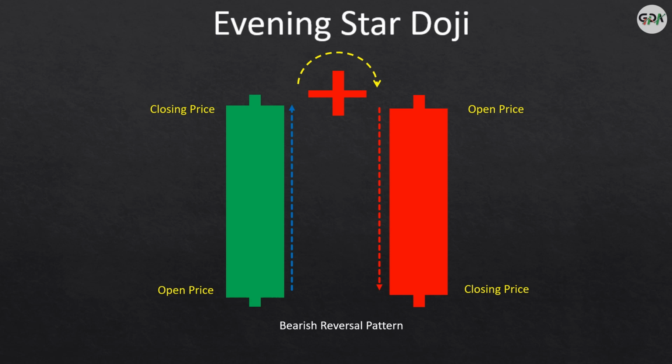Coming to the psychology of evening star, it reveals who is in control, buyers or sellers. First candle consisting of green real body continuing the trend in the upside direction. Second candle ideally gaps up at the closing price of first candle and the candle will have a small body either red or green.